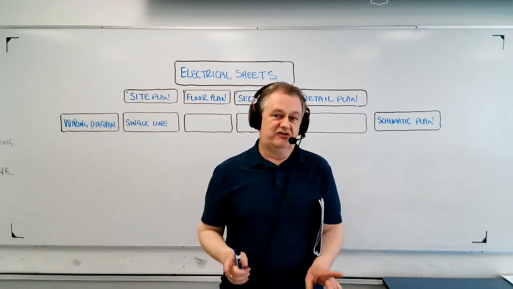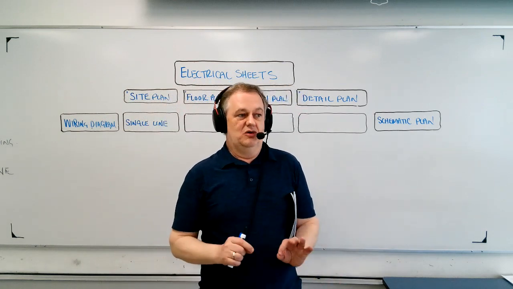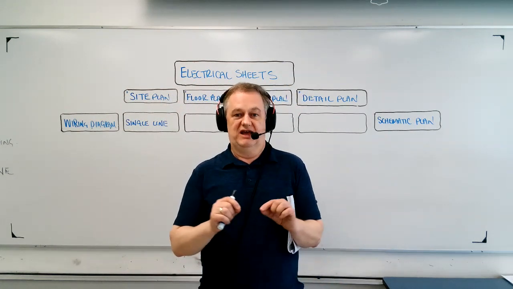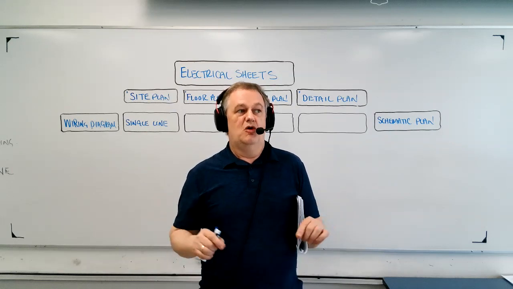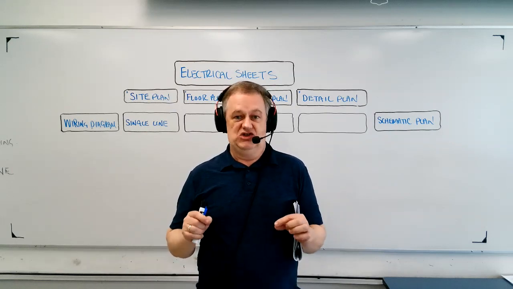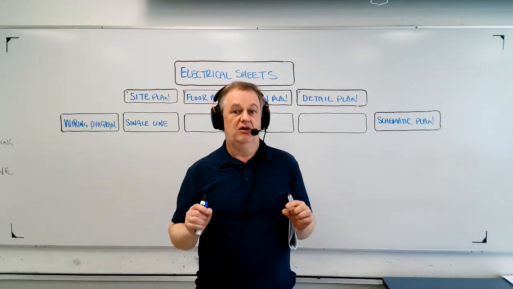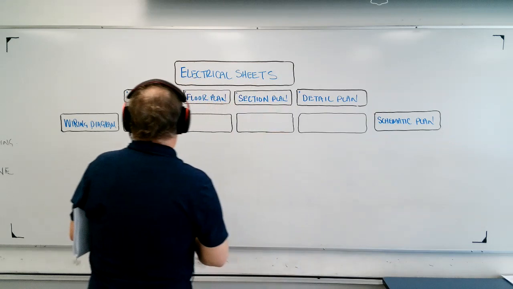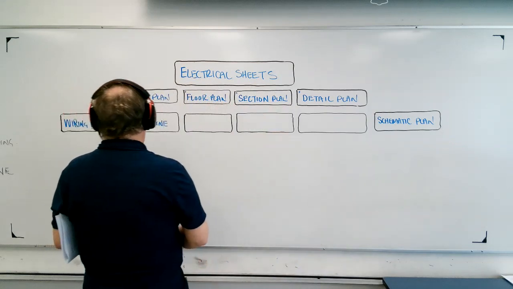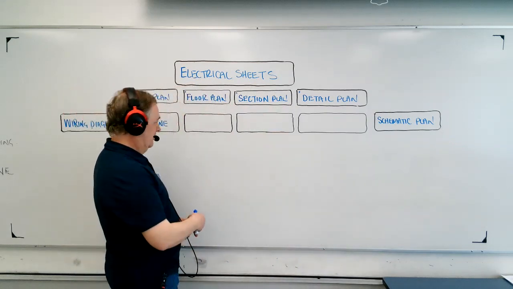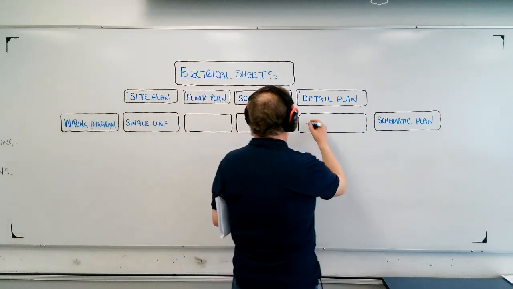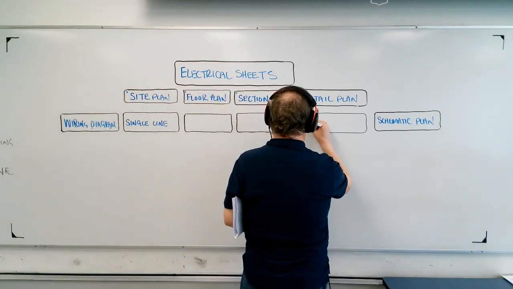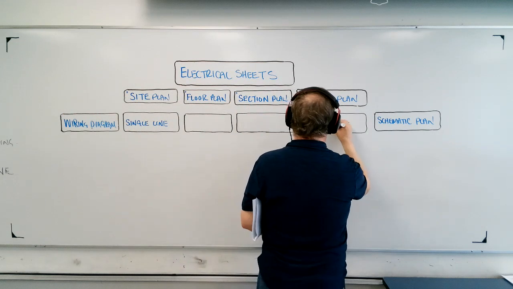Now, the interesting thing about a single line is it shows how everything breaks down voltage-wise, but it gives no indication as to physically where the equipment is. Okay, so the diagram that will show that is not a single line, but it's called a riser diagram.